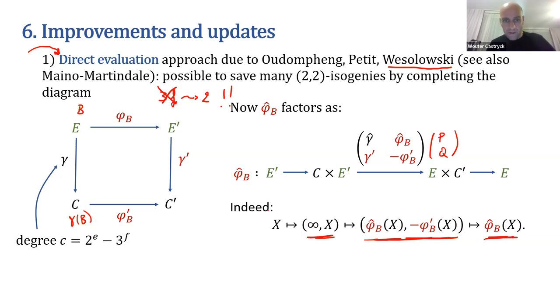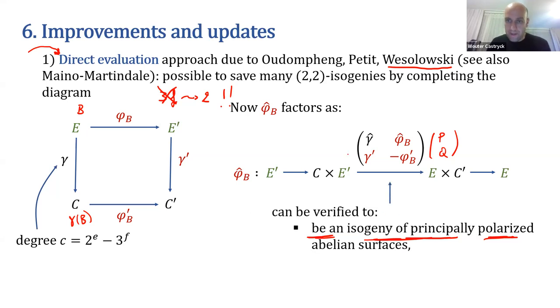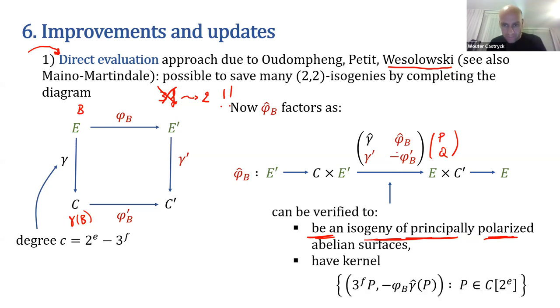Okay, so you see that phi B hat indeed factors like so. And now the cool thing is that this middle isogeny can be verified to be an isogeny really of principally polarized abelian surfaces, because one has to be a bit careful with just writing down matrices for maps between products of elliptic curves and hoping that this will all work out nicely in the category of principally polarized abelian surfaces, but there are ways to handle this, and this turns out to be of the good kind. And one can explicitly write down its kernel. And the cool thing is that this is not only in theory, all the ingredients of the kernel, we really know.